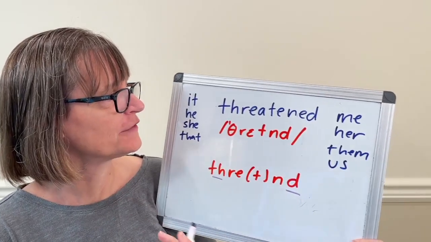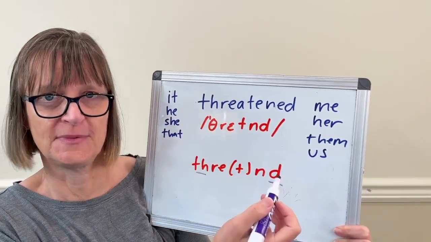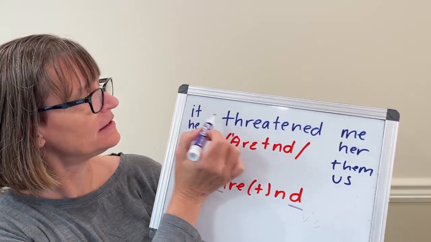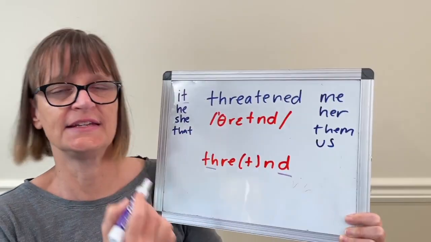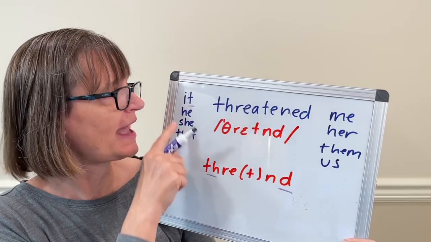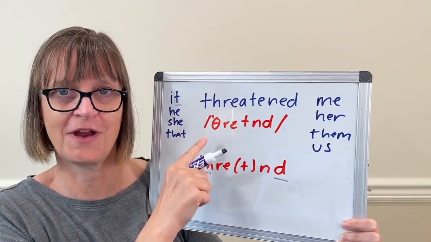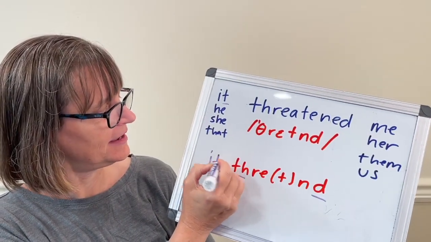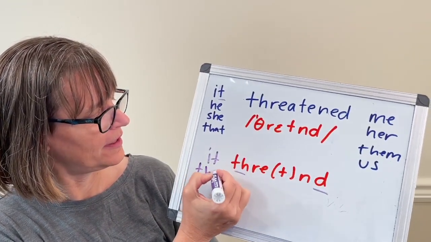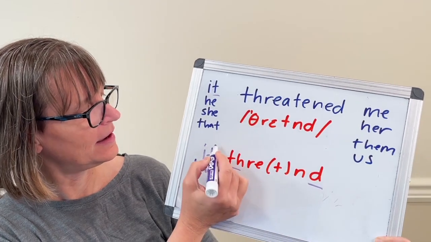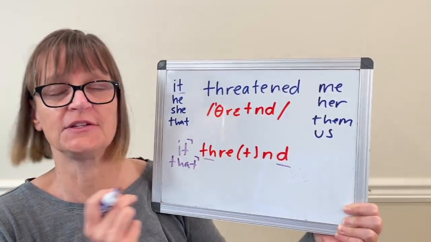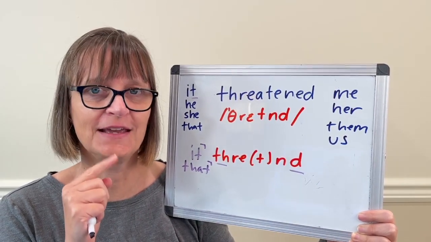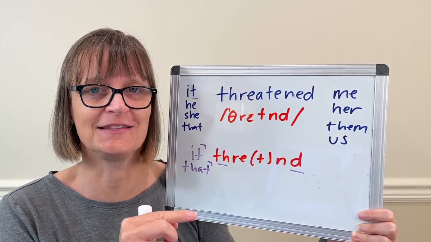Looking at our first phrase, if we're saying it threatened me, the first thing that happens is that when we're saying it threatened, we won't say it, threatened. We don't have a clear break between it and threatened. So if I'm saying it threatened me or that threatened me, what I'm going to do is use an unreleased T here. It threatened. So I'm going to make a stop for the T, it, and I'm just going to release right into the TH.